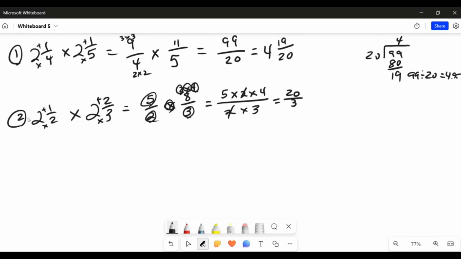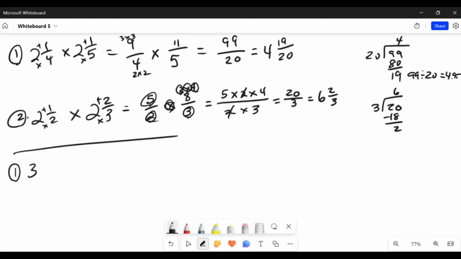20 over 3 is an improper fraction, so we need to take 3 and divide it into 20. You may see that that will go 6 times. If you don't need a calculator, don't waste the time. 6 times 3 is 18. We're left with 2. So this becomes 6 2/3. Let's jump down to the next section where we're doing division.